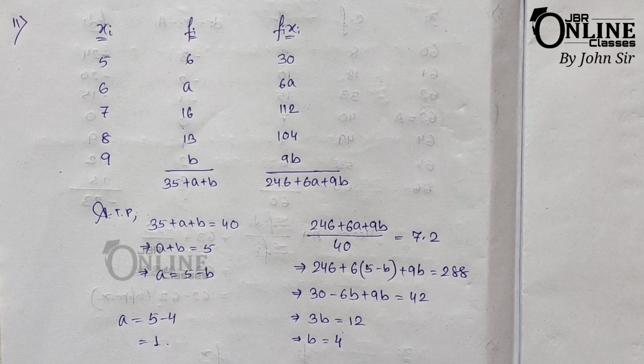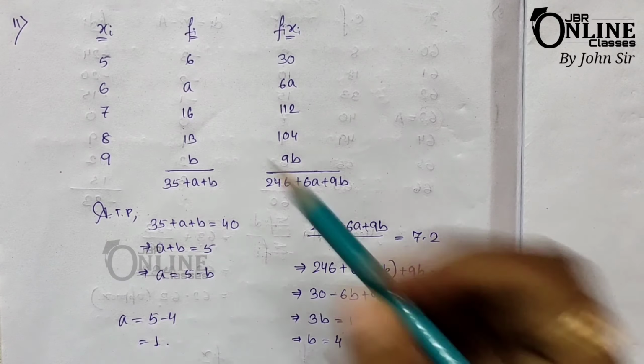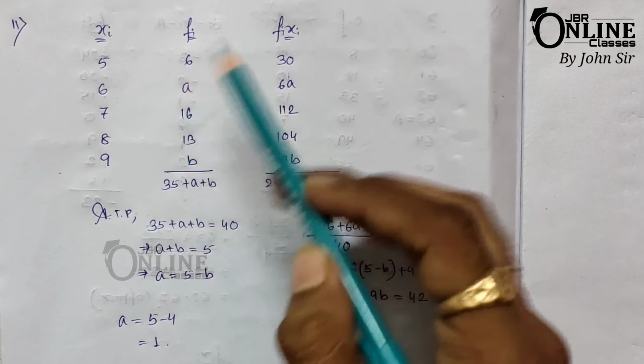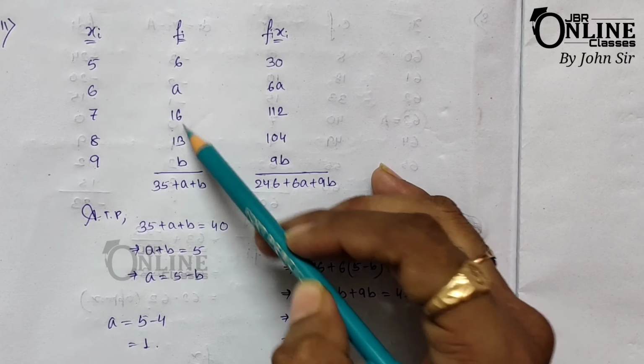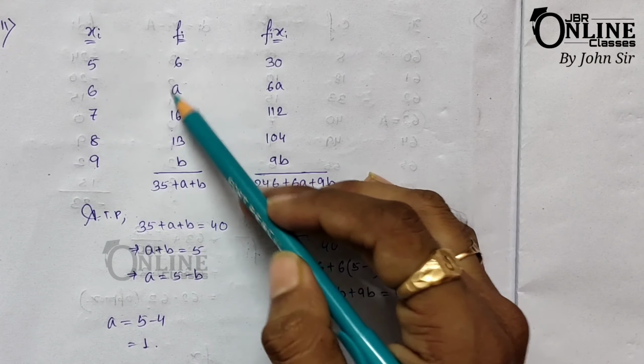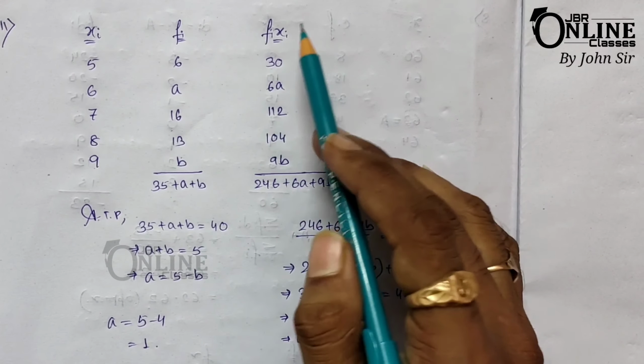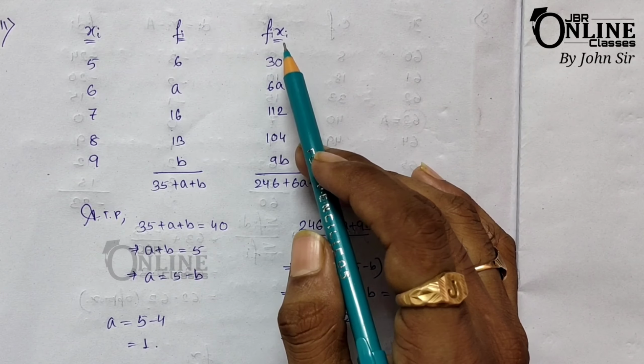Okay, so here sum number 11. Marks obtained by 40 students in a short assignment is given below, when A and B are the two missing data. So here xi equals 5, 6, 7, 8, 9, fi equals 6, a, 16, 13, b. You have to find out the value of a and b. So here you can solve this problem with the direct method.